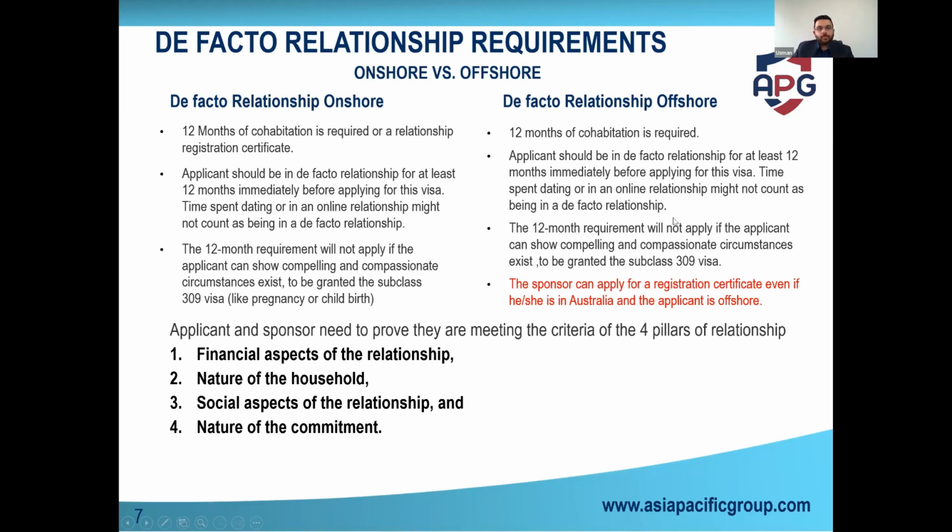Now coming to another critical part. For any partner visa, the fundamental thing comes down to the relationship. And when you talk about the relationship, there are 4 key elements: the financial aspect of the relationship, the nature of the household, the social aspect, and the nature of commitment. They'll look at these 4 components to figure out whether you are in a genuine relationship or not, and whether you should be granted a visa quickly or not. So it comes down to this.